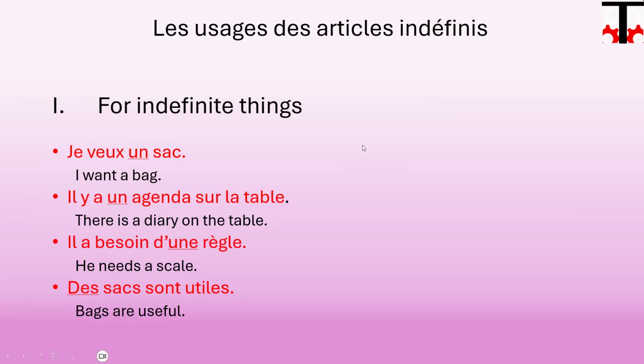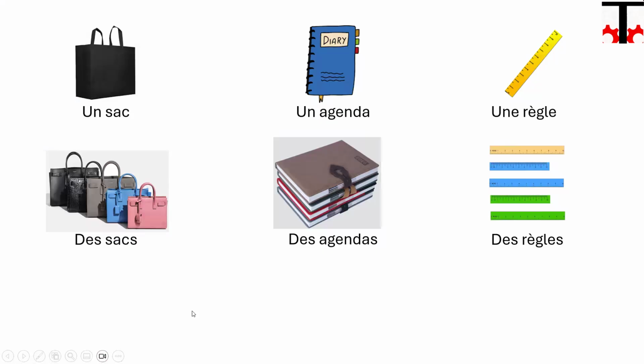For example, je veux un sac. I want a bag. Il y a un agenda sur la table. There is a diary on the table. Il a besoin d'une règle. He needs a scale. Des sacs sont utiles. Bags are useful. Let's see some more examples. Un sac, un agenda, une règle, des sacs, des agendas, des règles.